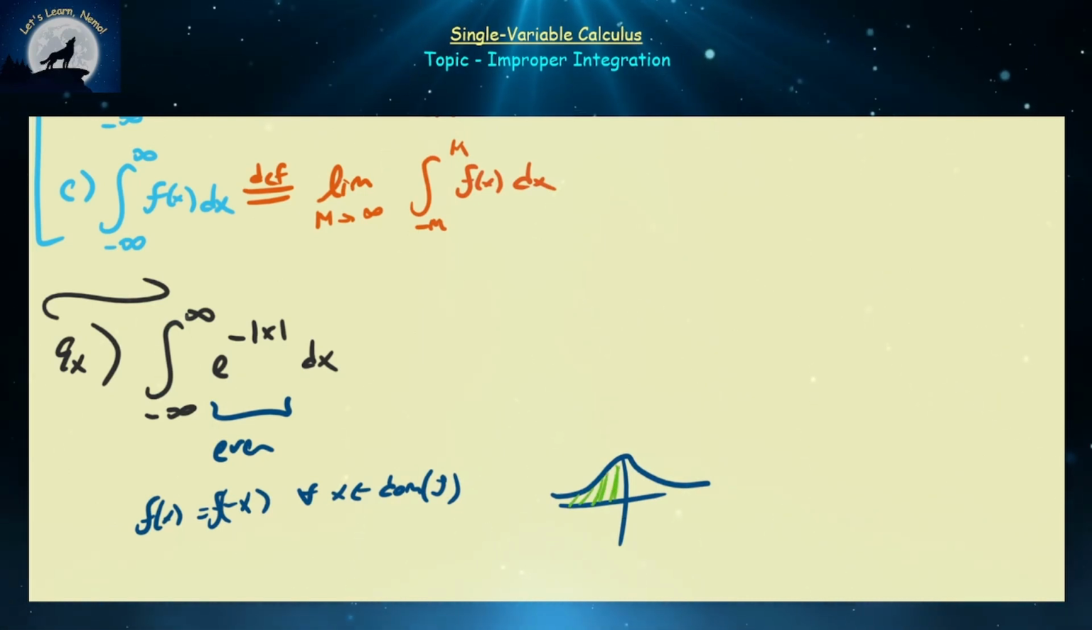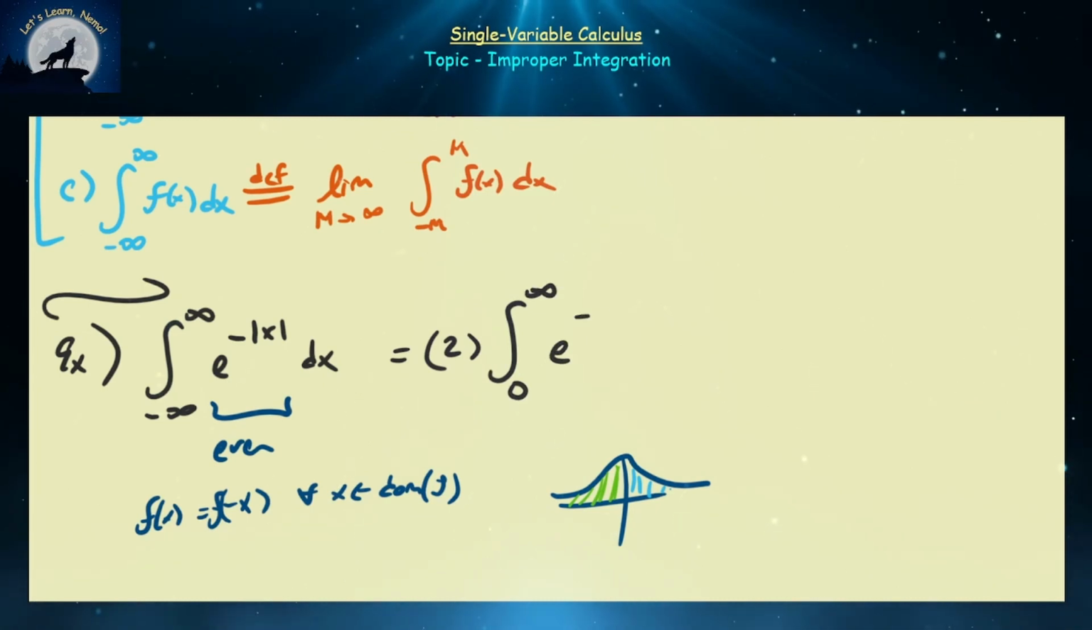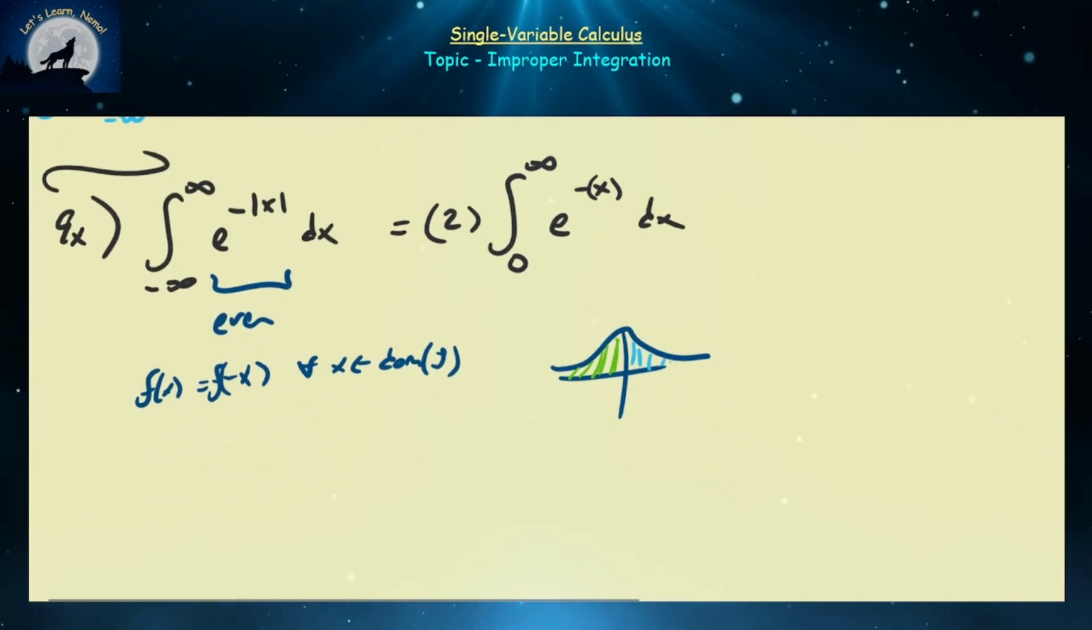So that means in this particular picture that I'm sketching, the teal region and the green region have the same exact area. So what we can do is take this integral and say, that's just 2 times the integral from 0 to infinity of e to the power minus positive x, because x is a positive number and the absolute value of a positive number is itself, dx. Right? So now that we have this, I know how to define that.